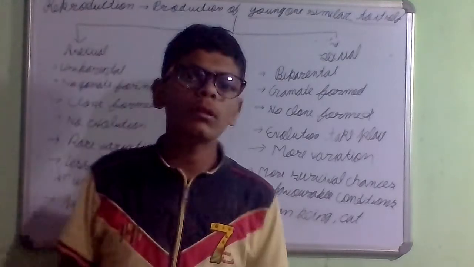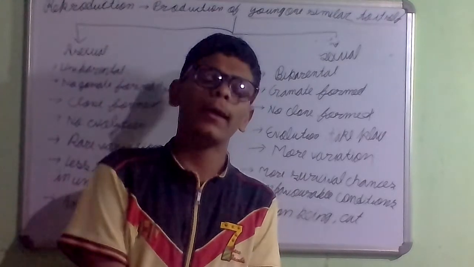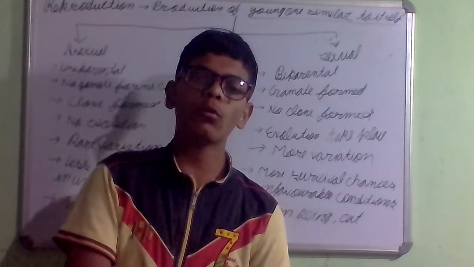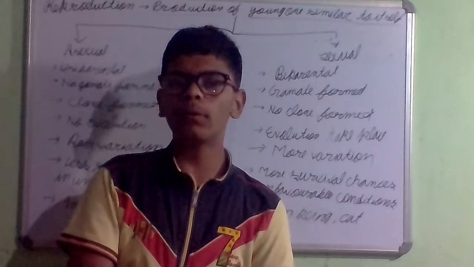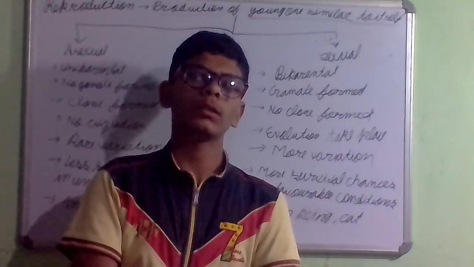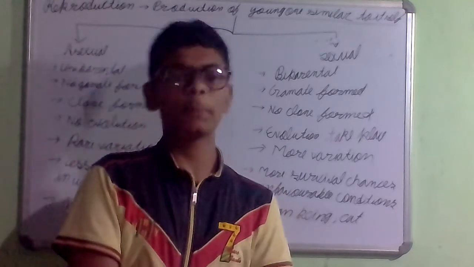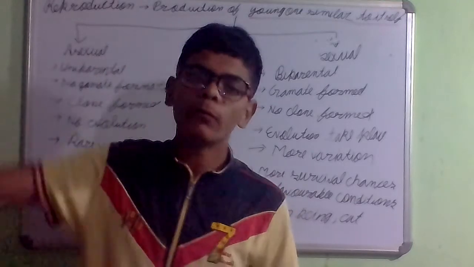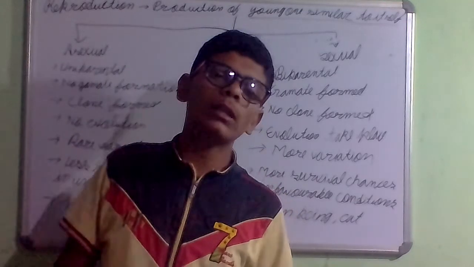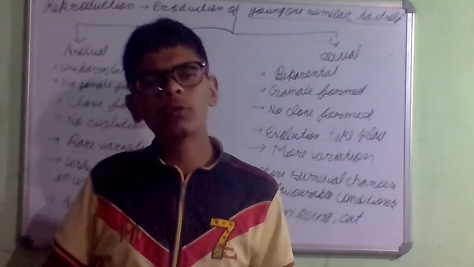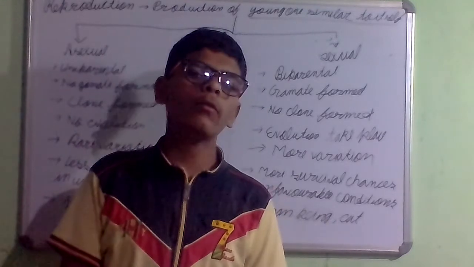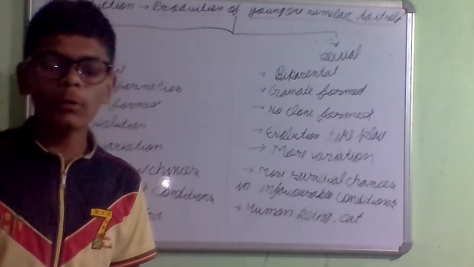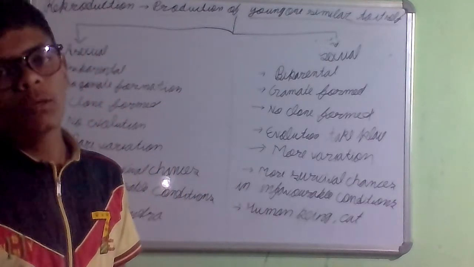Next our question arises: why is reproduction essential for life on earth? Reproduction is essential for the continuity of our species. If we do not reproduce, then how will our species carry on? How will the new generation come? If a new generation does not come, then there will be an end of life on earth. So reproduction is essential for the continuity of species.